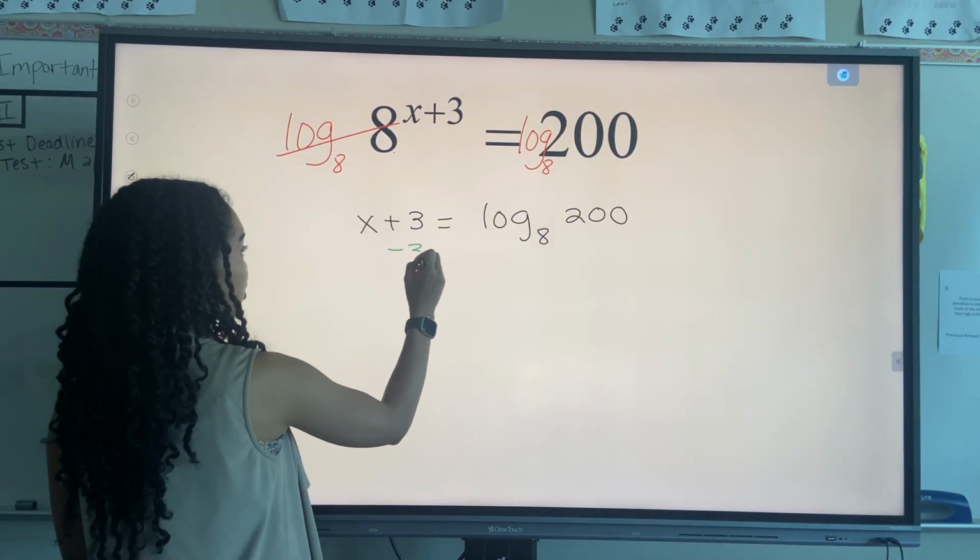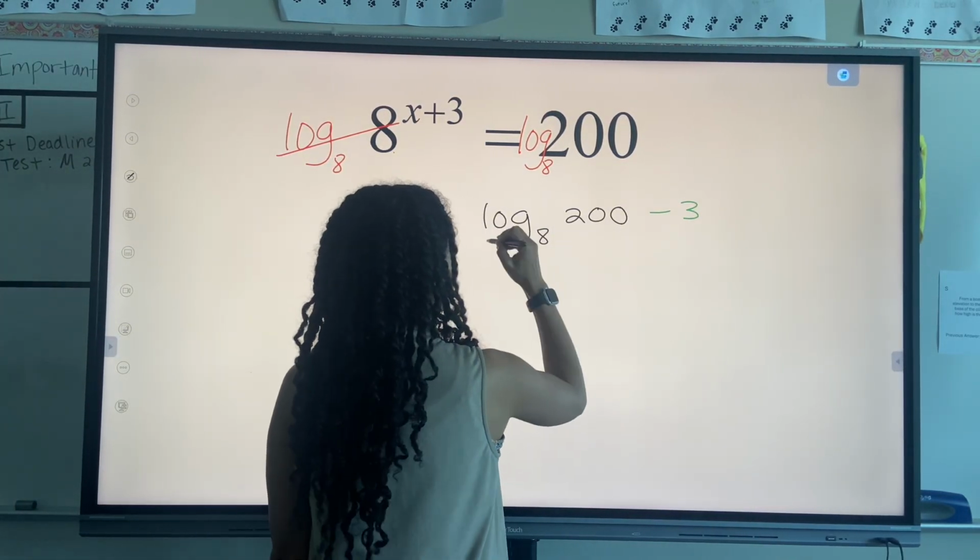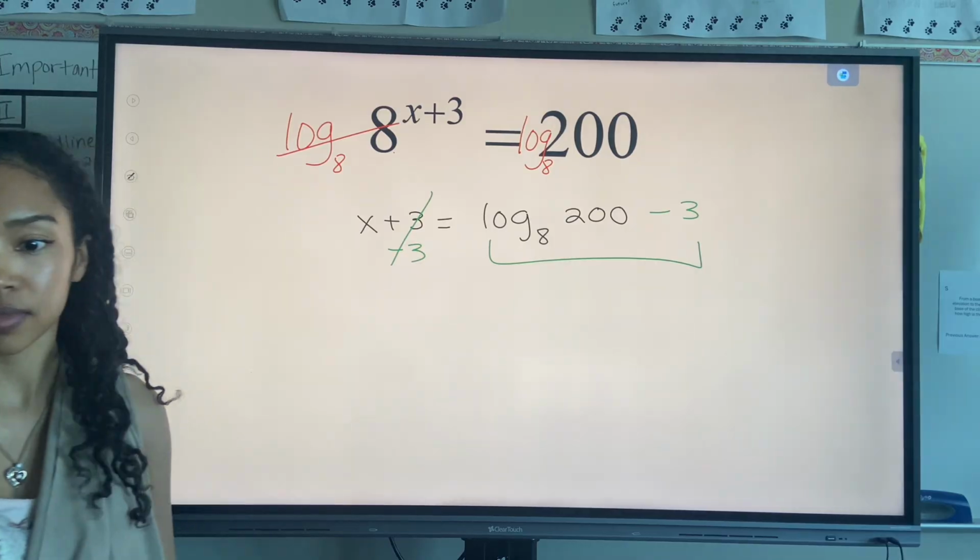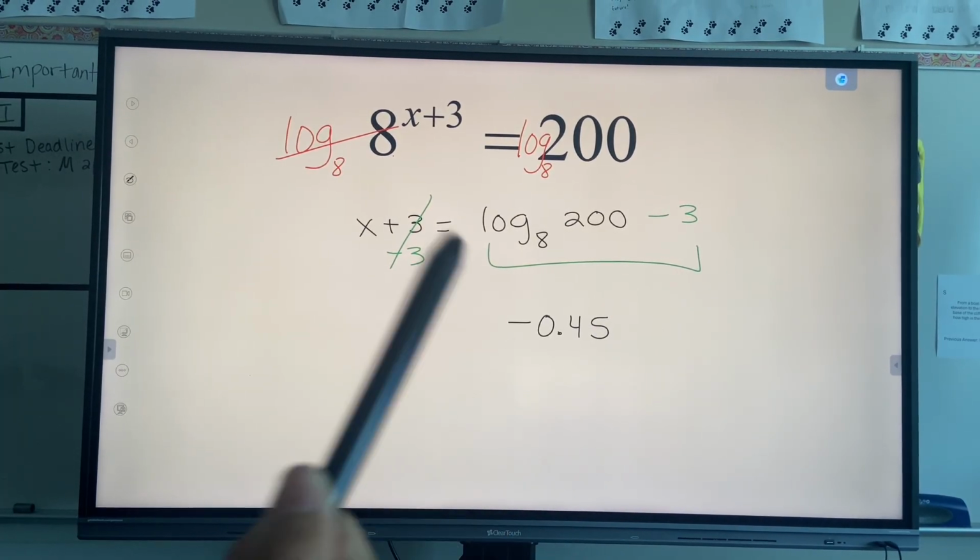So you just need to subtract 3 from both sides. So this is what you'll type into the calculator. The answer was negative 0.45.